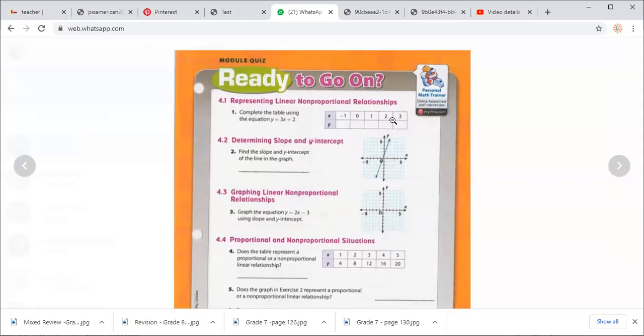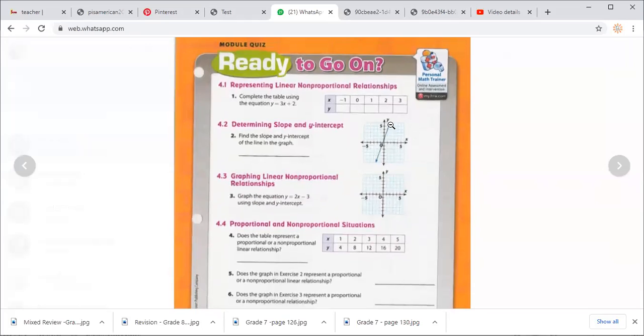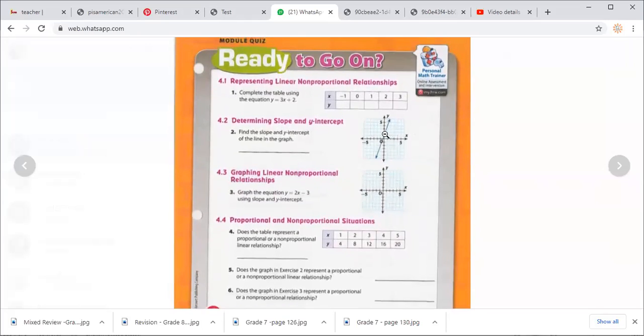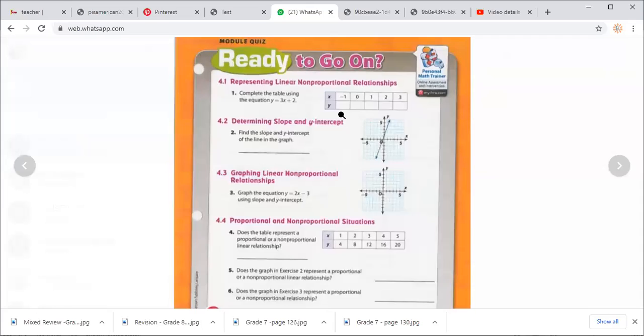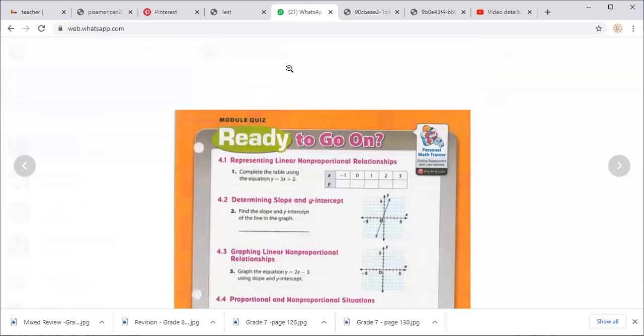Then we have to look at the y-axis here. This line passes through and intersects the y-axis at the point 1, which means the y-intercept in this question will be equal to 1, as Ahmed said. Okay, so the y-intercept in this question, yes, go on.